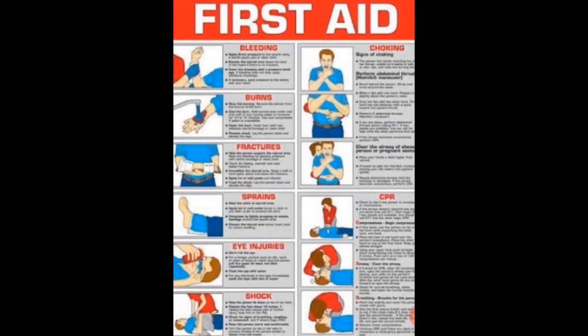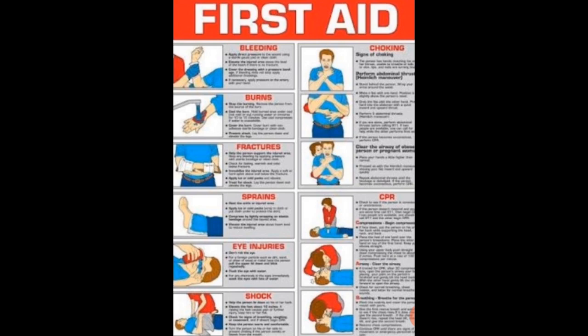Here you can see different incidents where we can give first aid: bleeding, burns, fractures, sprains, eye injury, shocks, choking. These are the different situations when people need first aid. You can help them before they are taken to the hospital. Let's go through bleeding first.